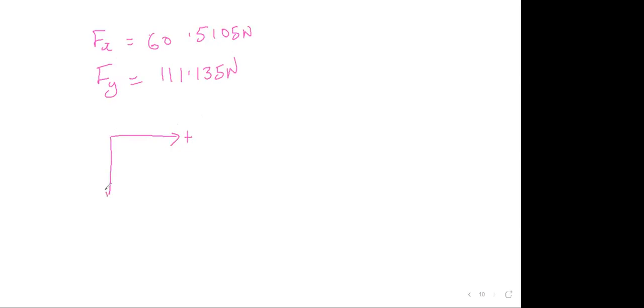Okay, now we go to the next part. We have obtained our Fx as 60.5105 newtons, and our Fy as 11.135 newtons. Now you are going to sketch. You need to know that forces that go this side are positive, forces that go down are negative, forces that go this side are negative, and forces that go up are positive. So when I'm constructing here, Fx is positive and Fy is positive.